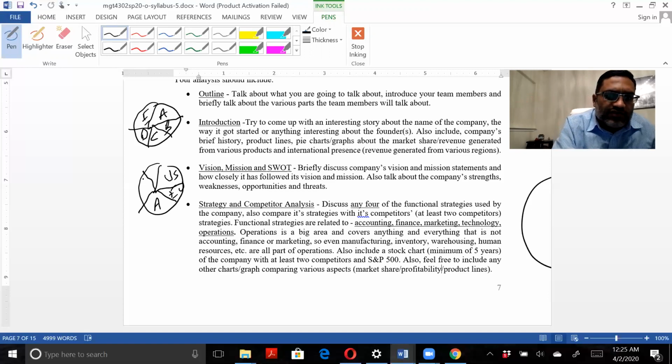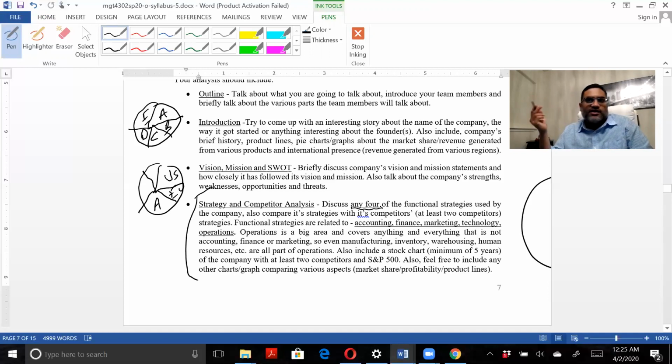And the next part is actually an important part, where you are talking about the strategy of the company, the strategy that it uses, and make sure you cover the 4 functional areas like accounting, finance, marketing, technology, and so on and so forth. So let's say you are talking about Amazon, you could say how it is using technology to get a competitive advantage. And also you want to include a stock chart, minimum 5 years, make sure it is a minimum of 5 years, and it has 2 competitors and the S&P 500.